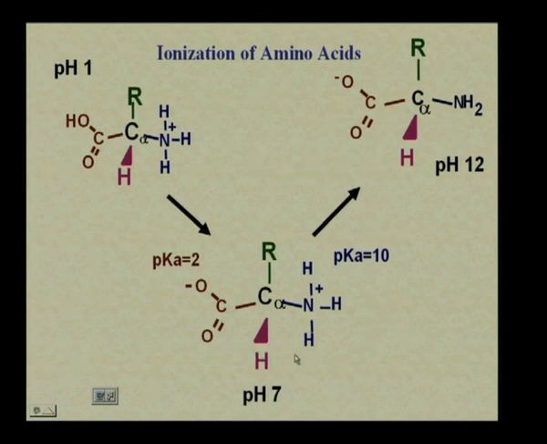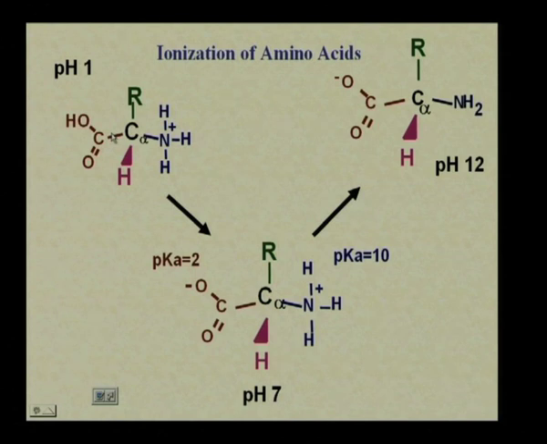It is a zwitterionic form. It has a positive charge to it and a negative charge to it. So, it is effectively charge of 0. Okay? That is the zwitterionic form of the amino acid. Every amino acid is going to have this form. Okay?